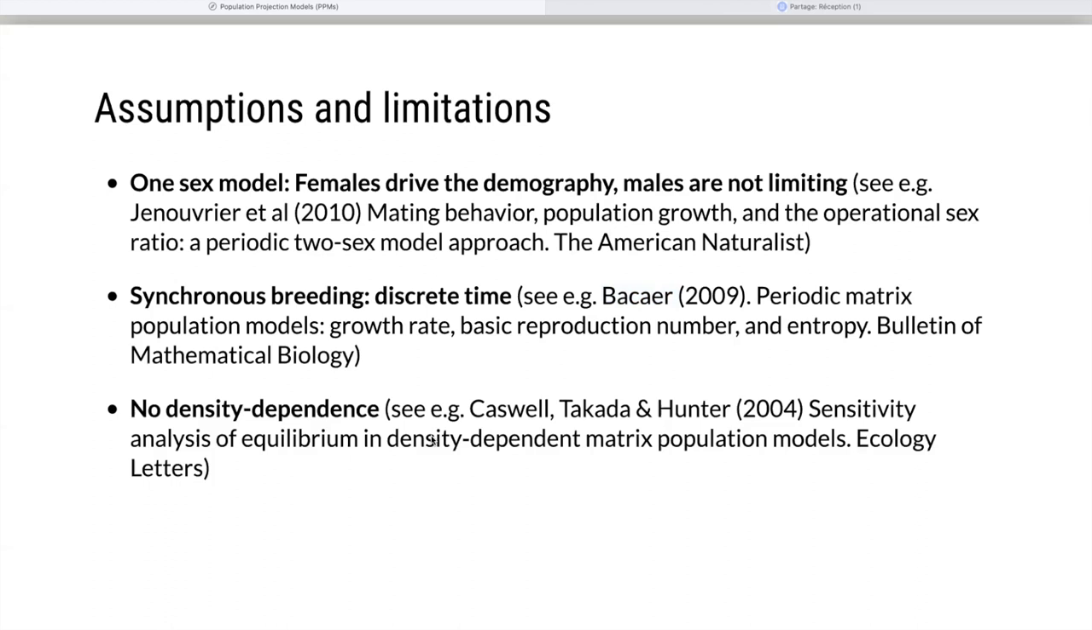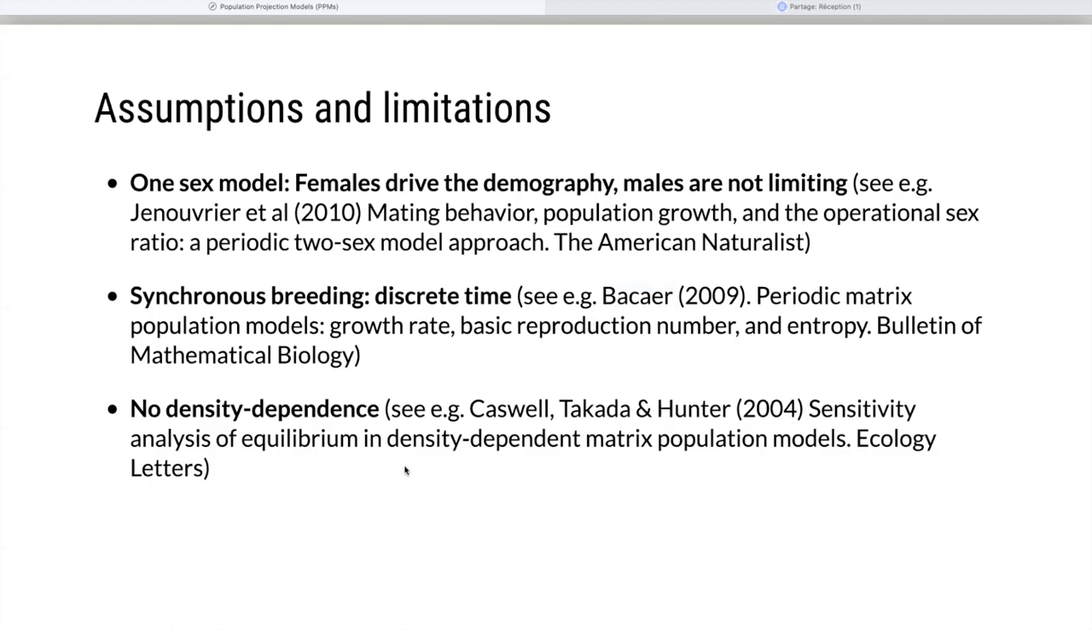Some papers like this one from Caswell and colleagues with density-dependent models. There are several ones also, in case you're working with species that have reached their carrying capacity, or you know that they are not in an exponential growth or decline.